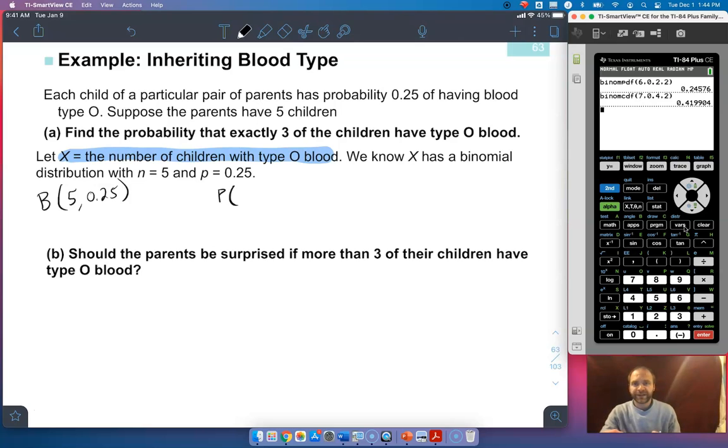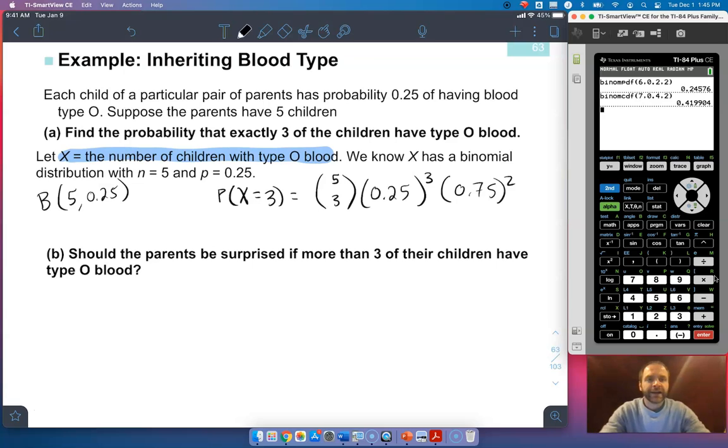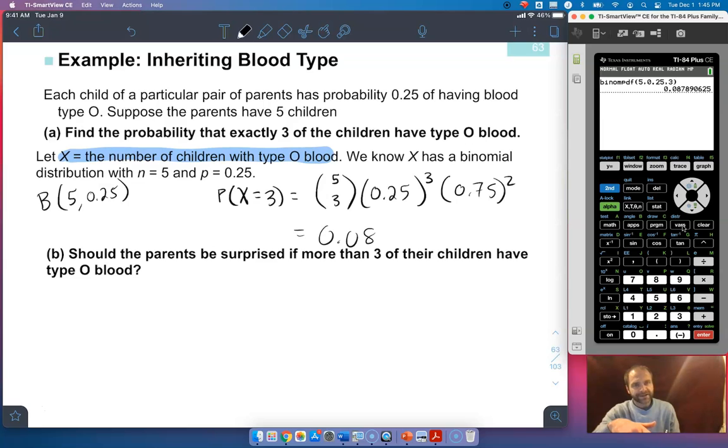So I want to find the probability P of exactly 3 children with type O blood. So X equals 3. So I'm going to have 5 children, 3 with type O blood. I have 0.25 as the probability of success, 3 kids with that, 0.75, and I have 2 kids without that. And in this case, is it PDF or is it CDF? And it is PDF. So I'm going to do binomial PDF because it's only one value. It's pointing to an exact number. There are 5 trials, 0.25 for the probability of success, and I'm looking for 3 successes here. So I'm going to hit enter, and there is my answer. This probability is 0.08789. There we go.